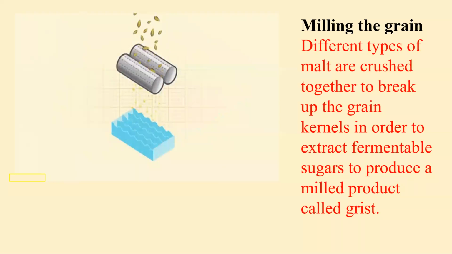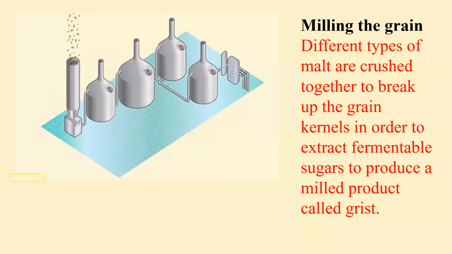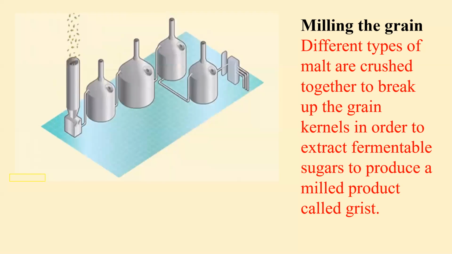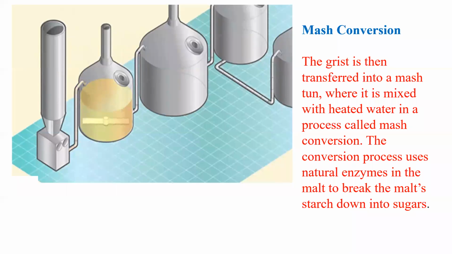So first one is the milling of the grain, where different types of malt are crushed together to break up the grain kernels in order to extract fermentable sugars to produce a milled product called grist. Then comes mash conversion. The grist is transferred into a mash tun where it is mixed with heated water in a process called mash conversion. The conversion process uses natural enzymes in the malt to break the malt's starch down into sugars.